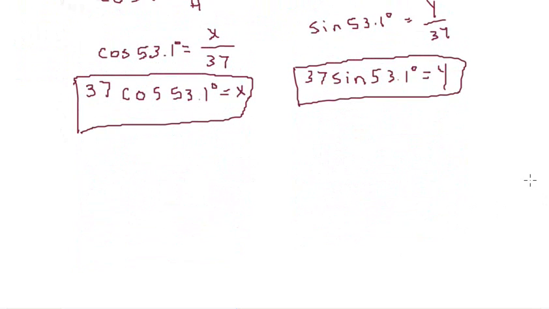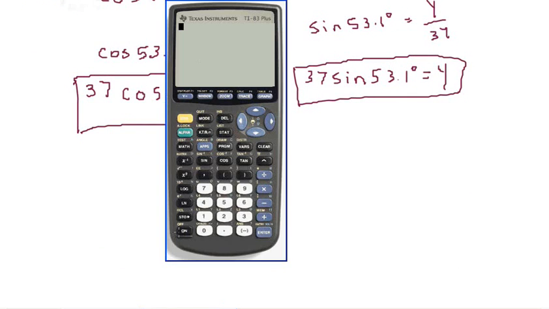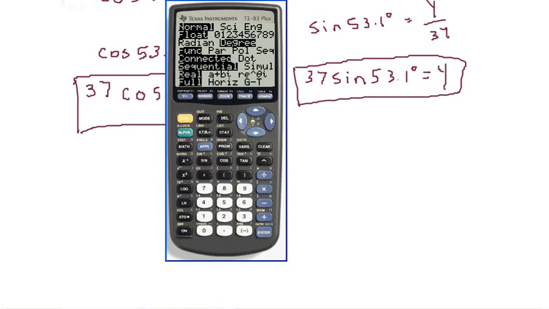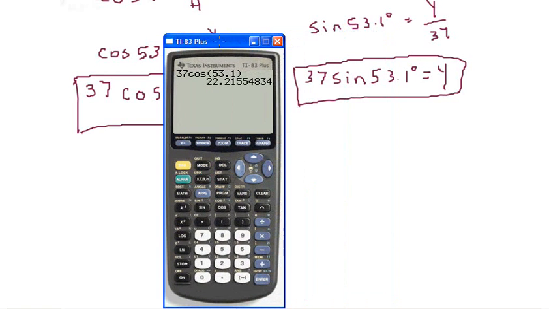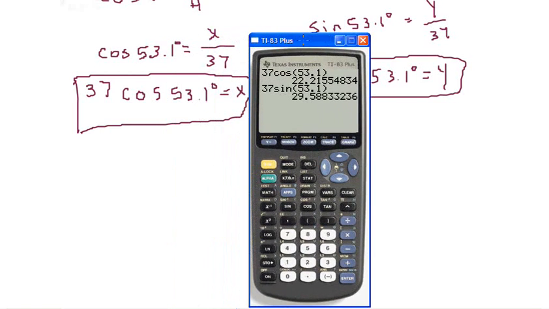So now I'm going to pull out a calculator. Make sure the calculator is in degree mode. If it's not in degree mode, then you're going to get the wrong answer. So let's put in 37 cosine of 53.1, and you get 22.2. And for the other one, let's put 37 sine of 53.1, and we get 29.58.